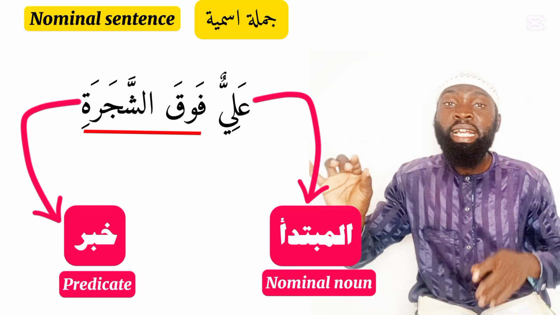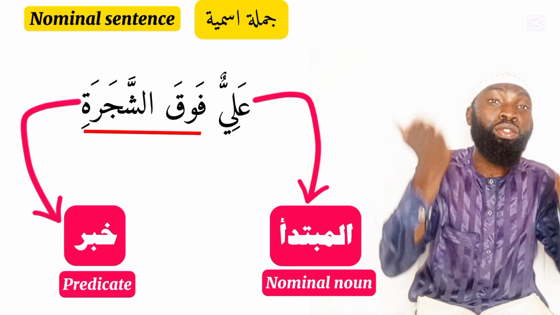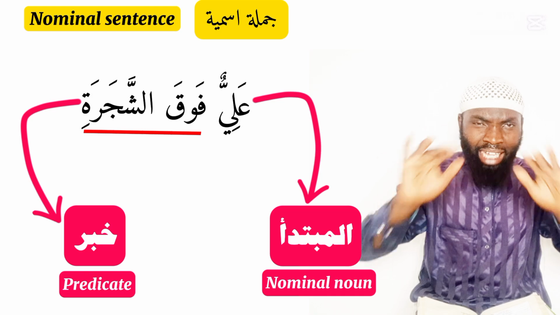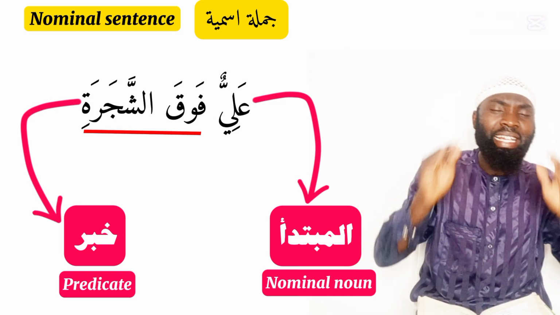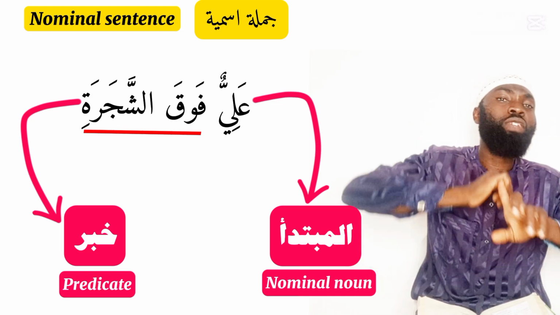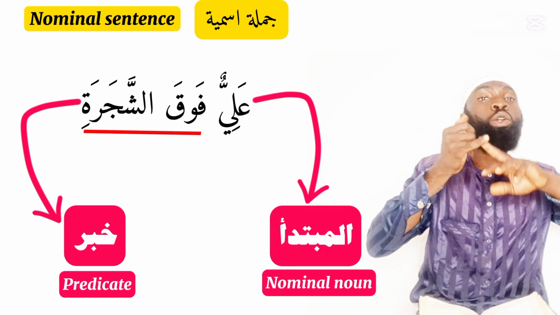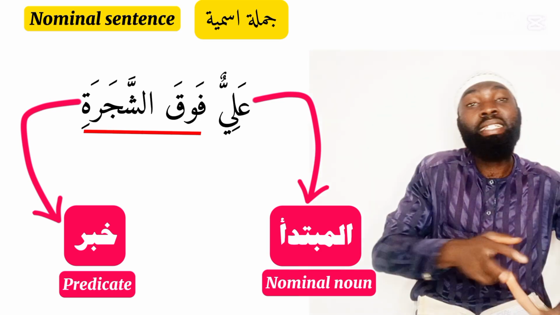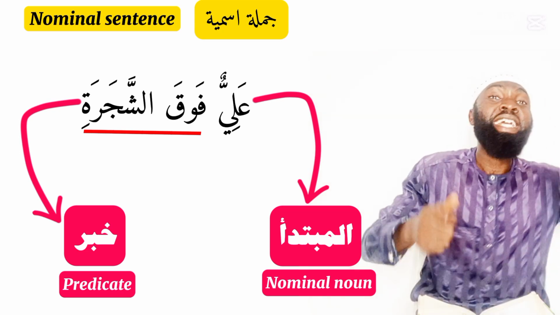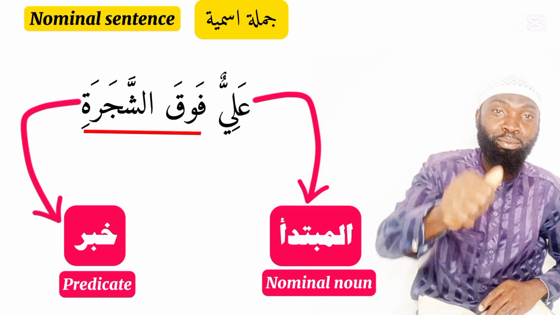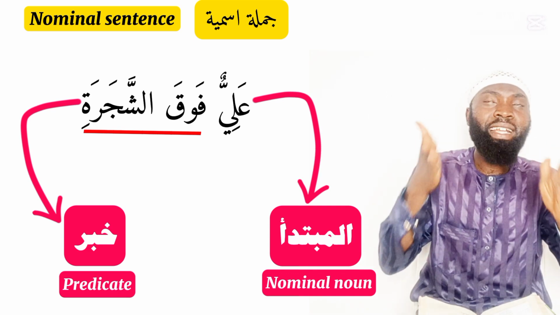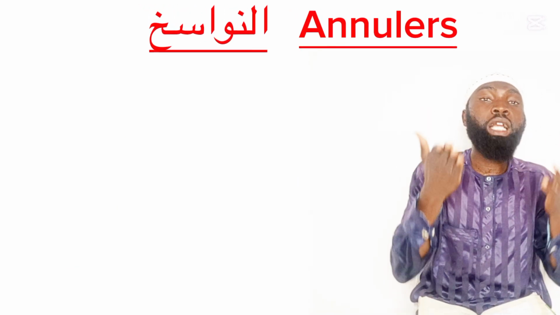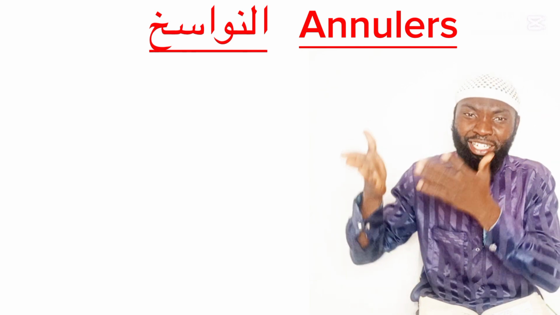Ali is on top of the tree. The word fawqa there is the khabar because it is what? Dharfun, which looks like a sentence form. Now, having gotten these basics, that the khabar, the predicate of a sentence, could be a single word, it could be a nominal sentence, it could be a verbal sentence, it could be a preposition plus the noun, it could also be an adverb.